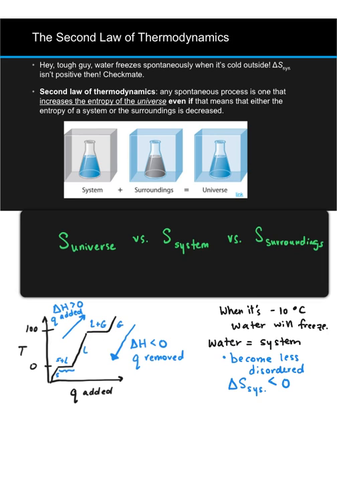But what about our surroundings? Our surroundings are everything else in the universe that's not the water at negative 10 degrees Celsius. So what are those surroundings? And how does their disorder change? So everything that's not water, everywhere in the universe, are surroundings.